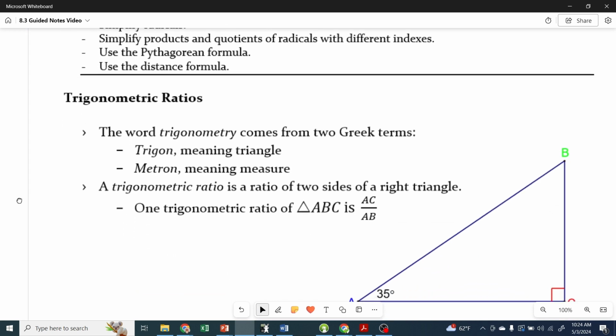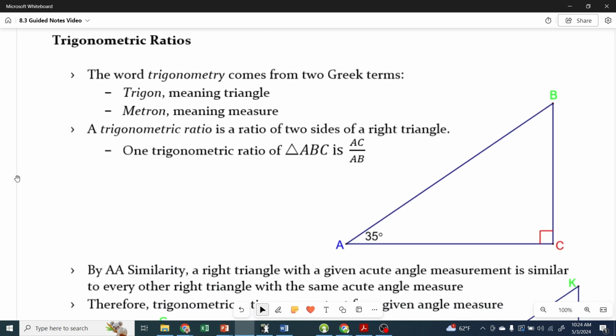Okay, so what is a trigonometric ratio? Well, the word trigonometry comes from two Greek terms, trigon meaning triangle and metron meaning measure. So a trigonometric ratio is a ratio of two sides of a right triangle. One trig ratio of triangle ABC is AC over AB. So it'll be the length of this leg here over the hypotenuse.